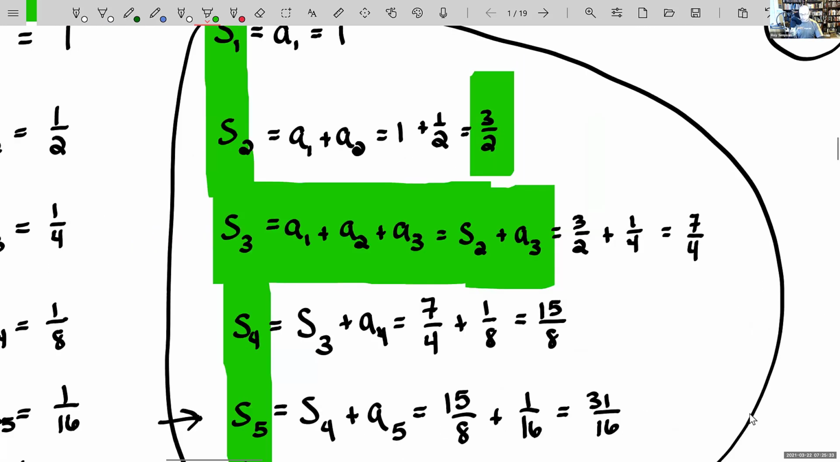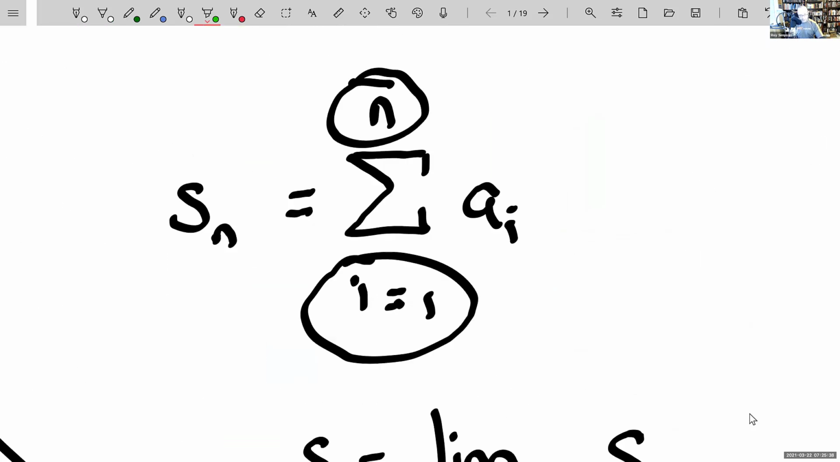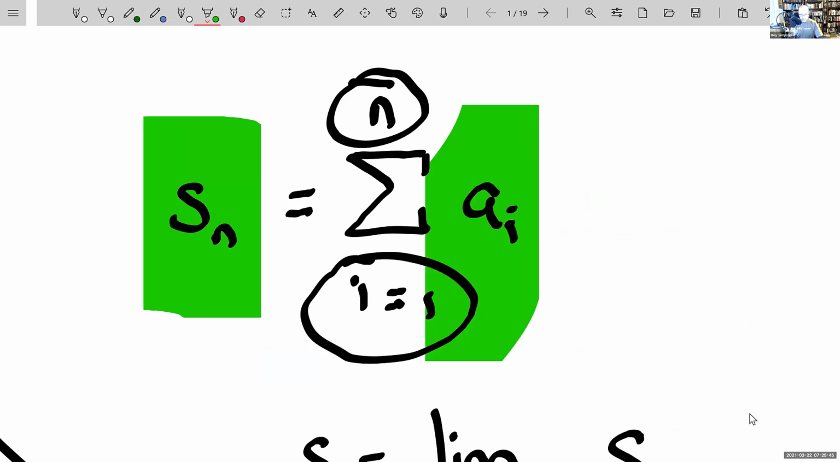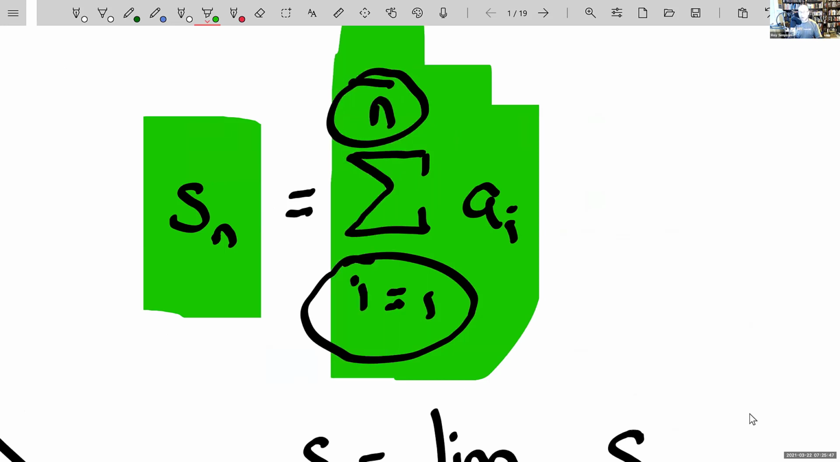All right. And so in general, in summation notation, S sub n here is just going to be the sum of the first n terms. That's what the summation is, the sum of the first n terms of our base sequence. That's what S sub n is.